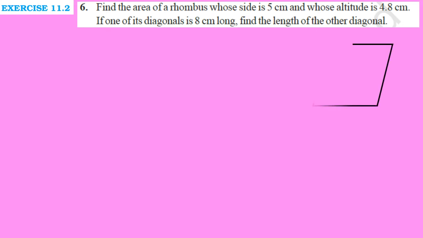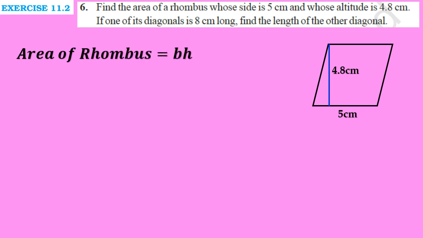So what we have to do, it's a base and altitude given. As I told you in the beginning, rhombus is also a parallelogram. So we can apply the formula of finding the area of a parallelogram, that is base into height, to find the area of a rhombus also. So B into H. So the area is 24 centimeter square.